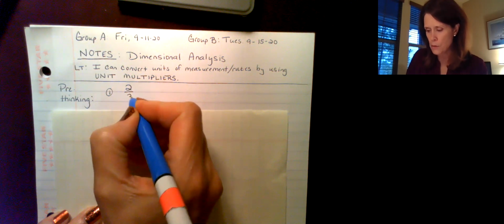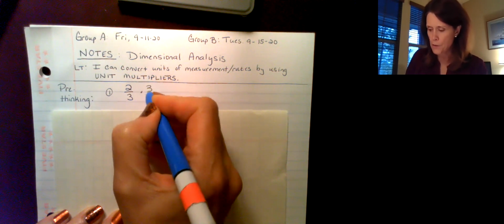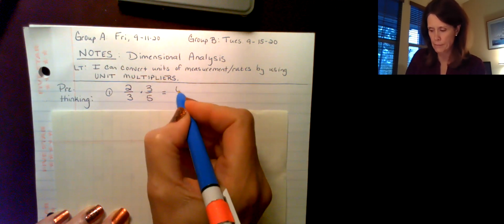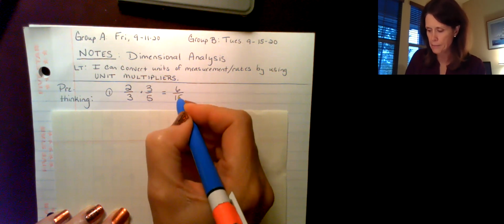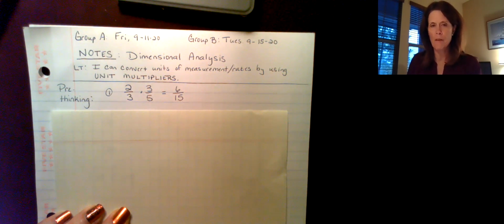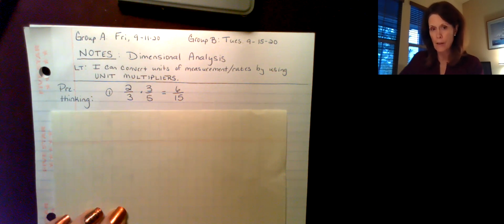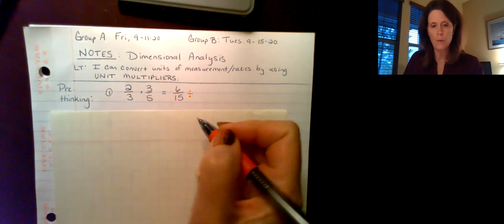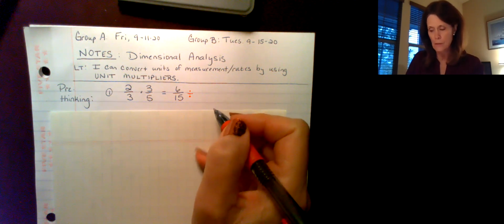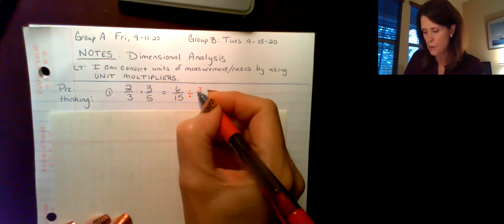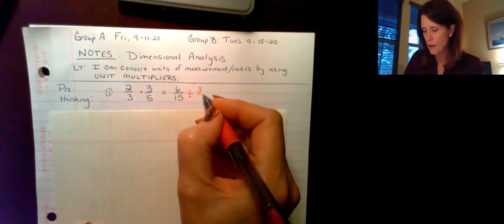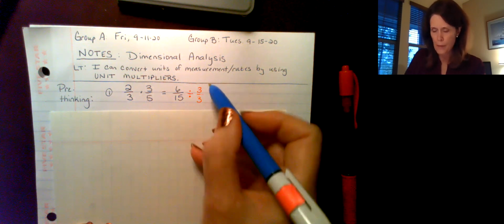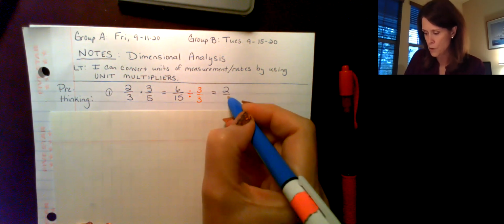If we had 2/3 times 3/5, that would equal 6/15, right? Now, if I'm going to simplify this, what I'm technically doing is finding a number that would divide into 6 and also divide into 15. And that would be 3. And so 3 in the numerator and 3 in the denominator, right? Whatever you do at the top, you have to do the bottom. And that would simplify us to 2/5.